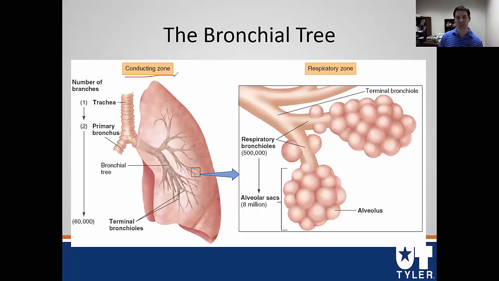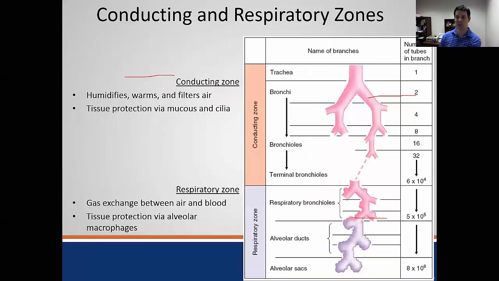So in this area, no gas exchange takes place. It's just the mechanism by which we deliver oxygen into the respiratory zone. The respiratory zone consists of terminal bronchiole and alveolus, which is singular of alveoli. And this is where gas exchange is going to take place.